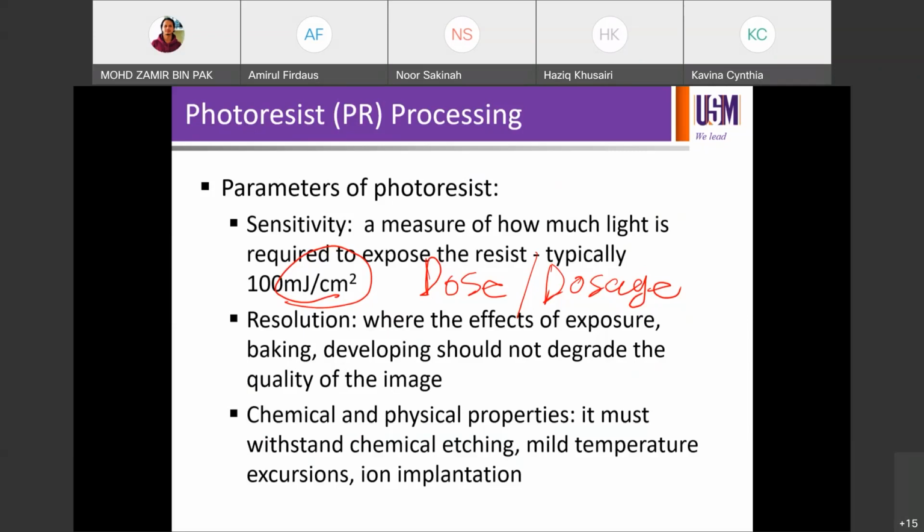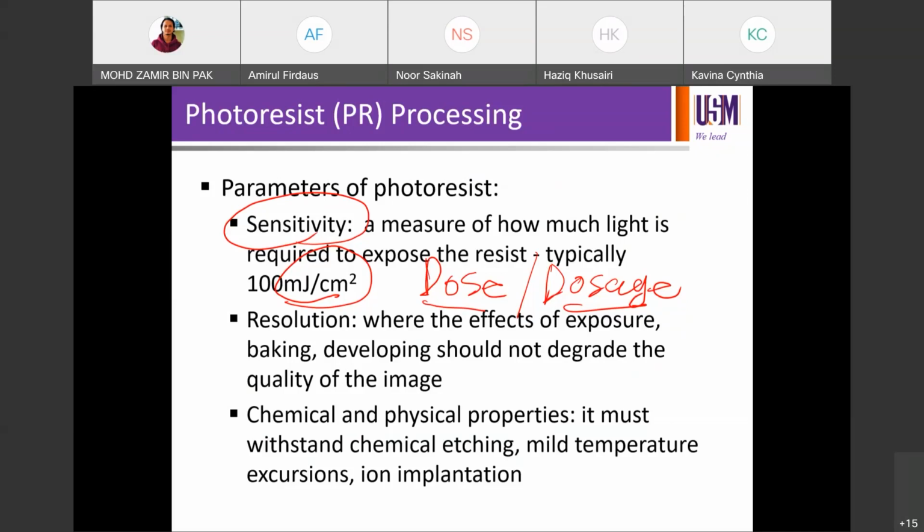Say in order for the resist to be soluble, you require 100 millijoule per cm squared, but your exposure is currently doing 80 millijoule per cm squared. So you won't have reactions in the resist then. So there must be a minimum exposure dose that you have to expose. This typically comes with the photoresist specification. When you buy resist, you will know a certain minimum dosage is required for the reaction to occur.